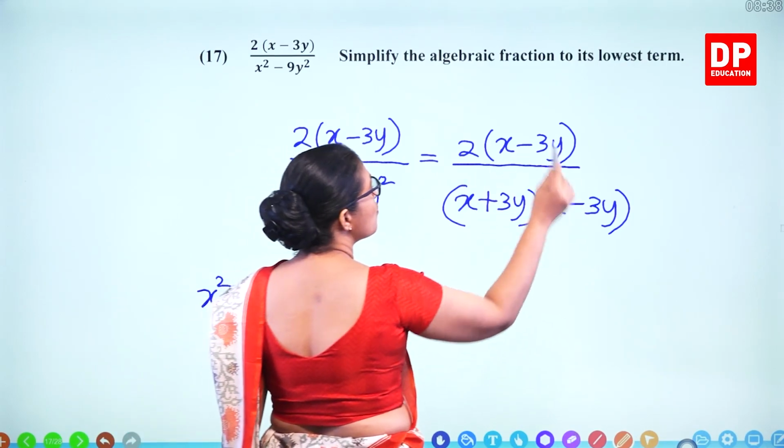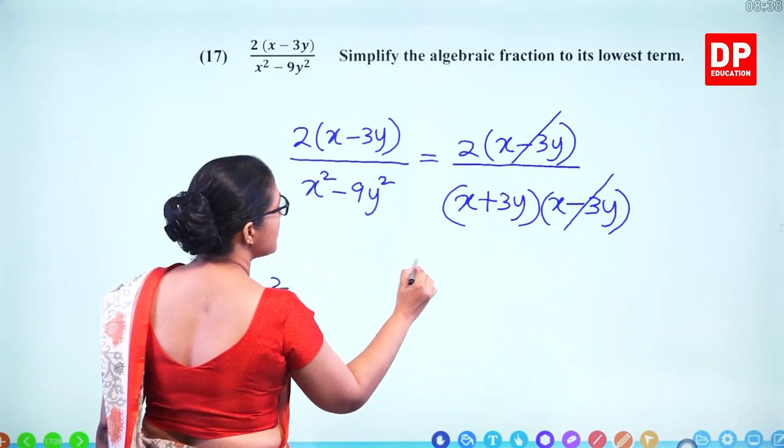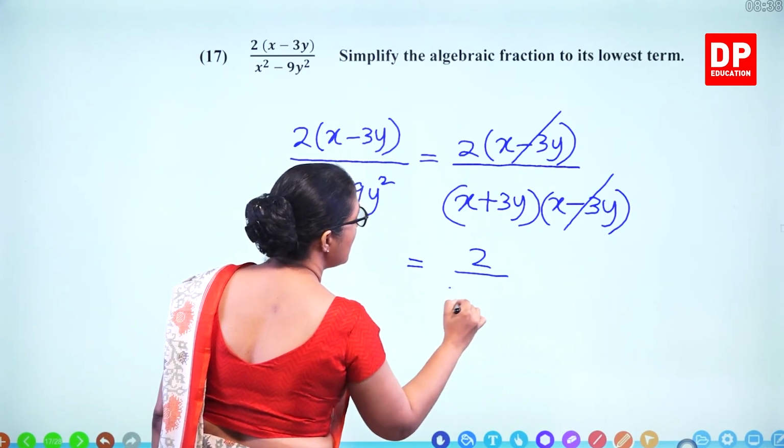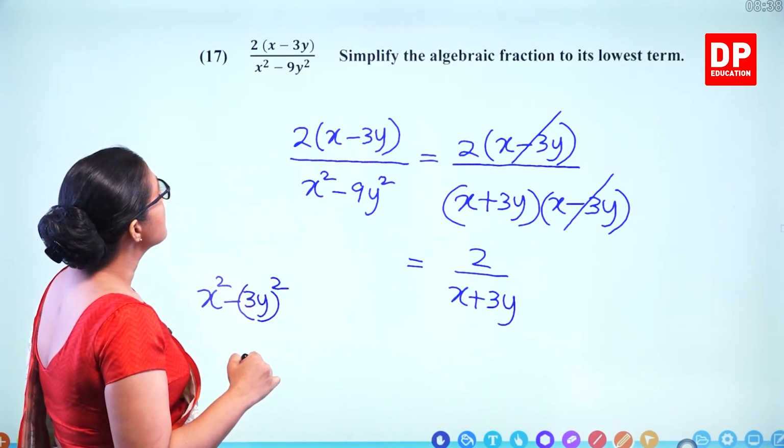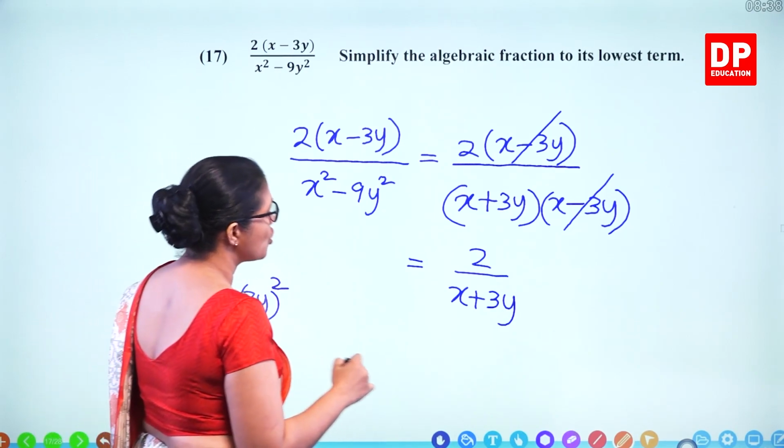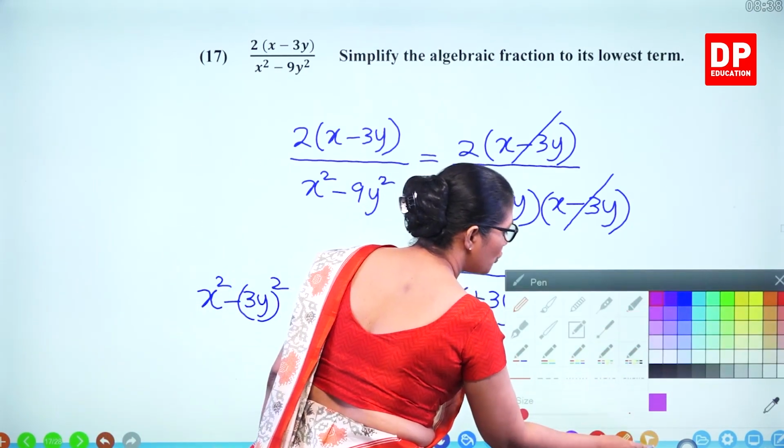Can you see these two terms are the same? Cross it out, you get 2 over x plus 3y as the answer. So that's the simplified version. So 2 marks for that.